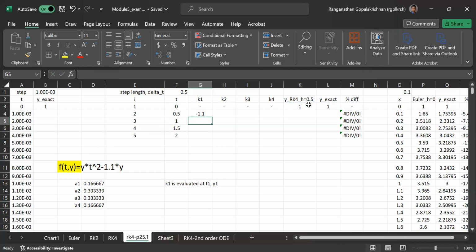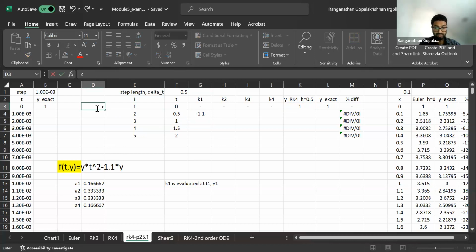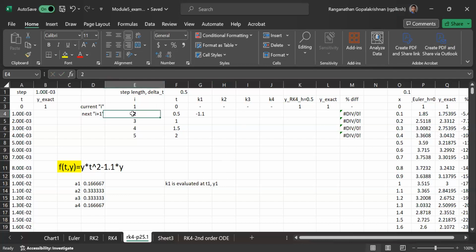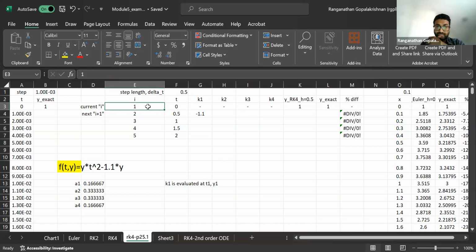Hey, Professor, why are you using that y value? See, when you do this as your current, this becomes your next. Current is what we always call I, and next is what we always refer to as I plus 1. So if you want to compute the next, you have to base it on the current. Okay. So this minus 1.1 agrees with what we computed by hand.